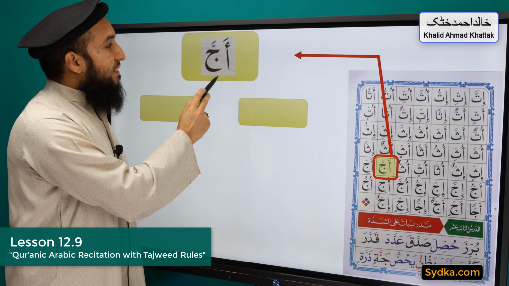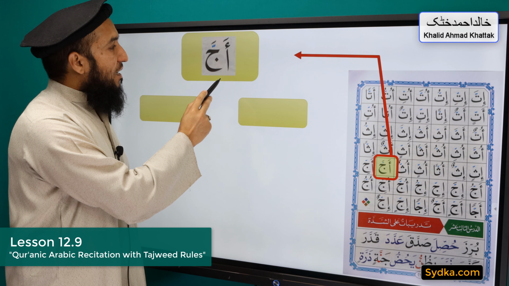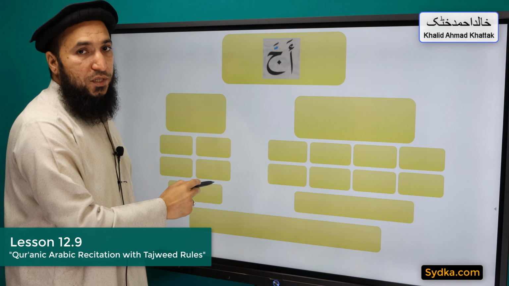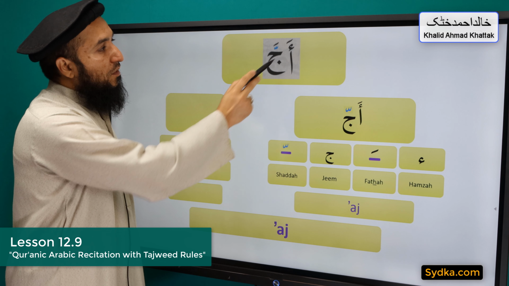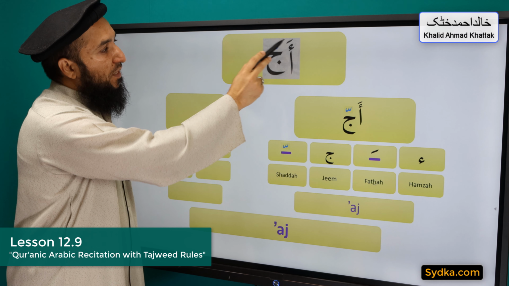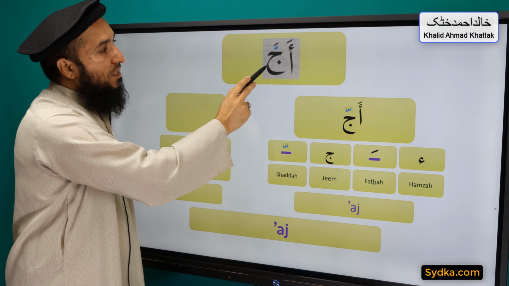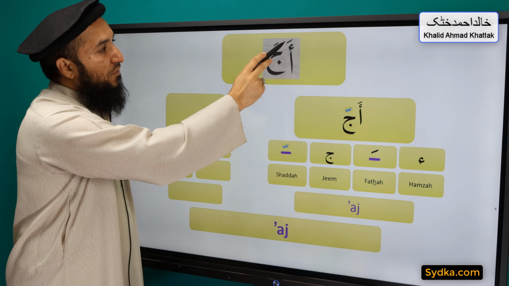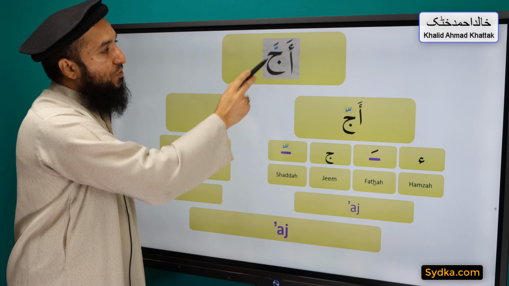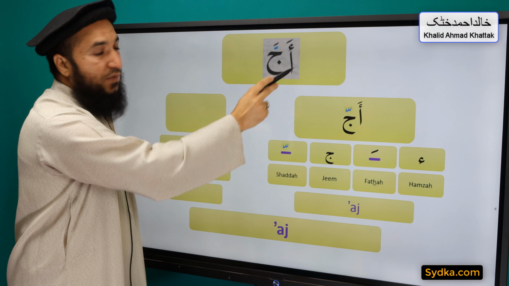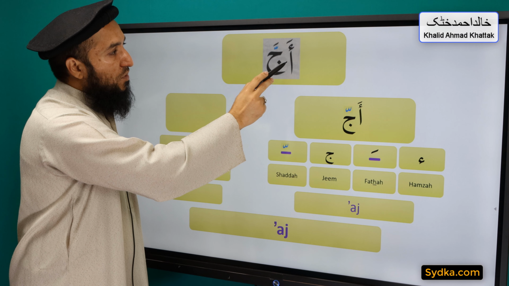The next word we have is Ajja, and it can be divided into two syllables. The first syllable we have is Hamza Fatha Jim Shadda, Aj. Hamza is a light letter, it has Fatha on top of it, it is followed by Jim. Jim has a Shadda. This alif is silent and it is used as a chair for Hamza.